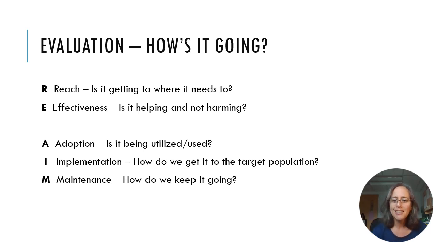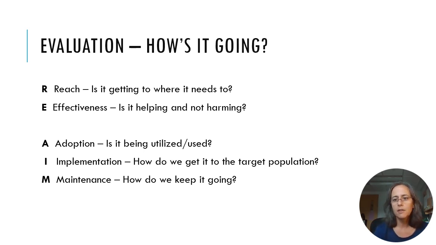Is it being utilized and used? Now, this is related to reach, right? But then, are people actually doing it? I didn't wear my seatbelt as a kid until the law was passed and I had to, right? So are people actually doing the thing that will be helpful for them? Implementation, right? How do we get it to the target population? I think they use I because they like it for the mnemonic, but I almost think of this more as operations, like operationally, how do we actually make sure that we're doing this efficiently? And then M, maintenance: how do we keep it going?